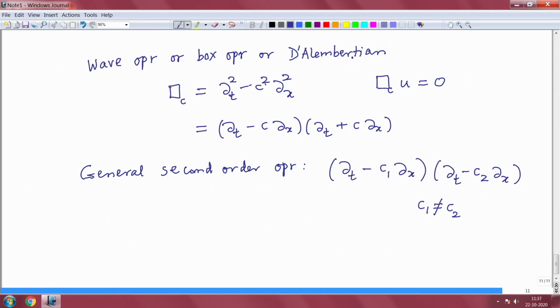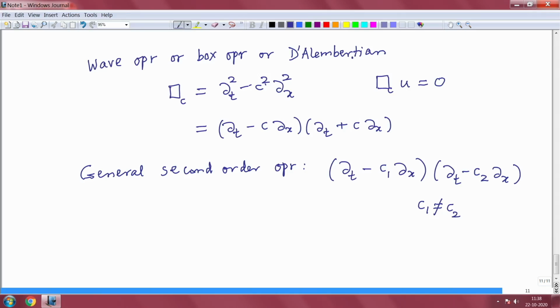Okay. In this setup, when you consider this general second order operator, there is no constraint on the signs of C1 and C2. C1 and C2 can be of the same sign, both positive or both negative, or they can be of different signs. So one may be positive and one may be negative, and in fact one can be 0, as long as C1 is different from C2.